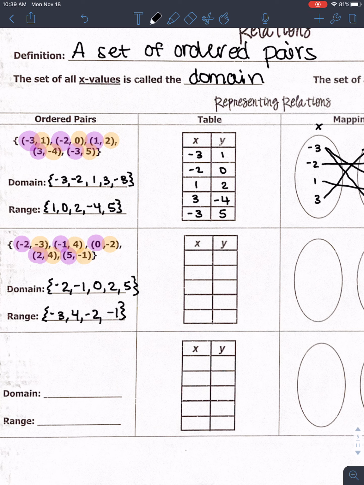And then in my table, I'm going to do -2, -1, 0, 2, and 5. So -2 goes with -3. -1 goes with 4. 0 goes with -2. 2 goes with 4. And 5 goes with -1.